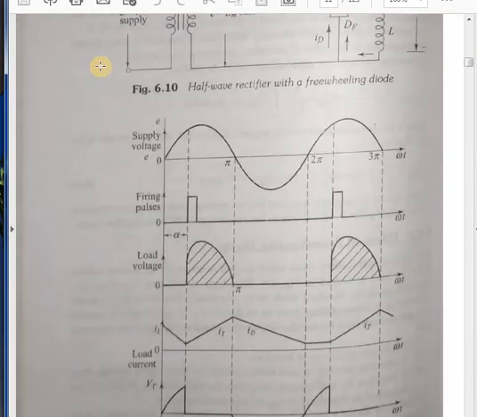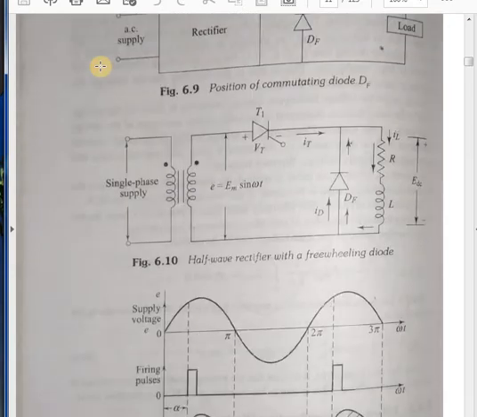Okay. Next we have the half-wave rectifier with freewheeling diode.